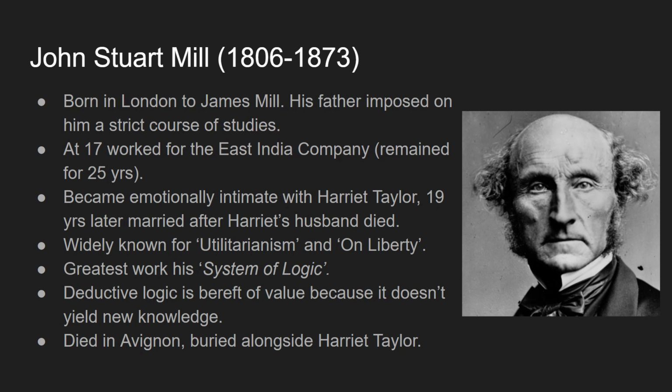John Stuart Mill, who was one of the most important English-speaking philosophers of the 19th century, was born in London to the philosopher and historian James Mill and his wife Harriet Barrow. From a very early age, the father took charge of his son's education, imposing on him an unusually strict course of studies. The young John Stuart Mill began studying Greek at the age of 3.